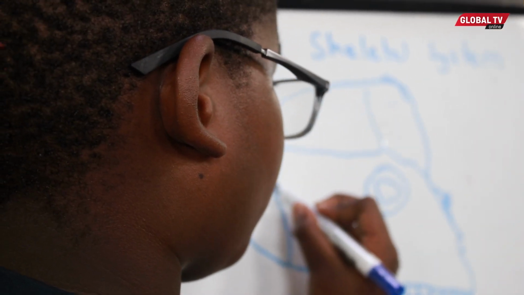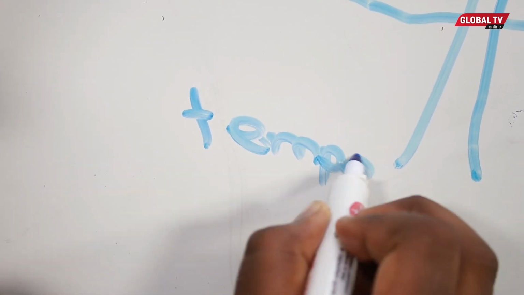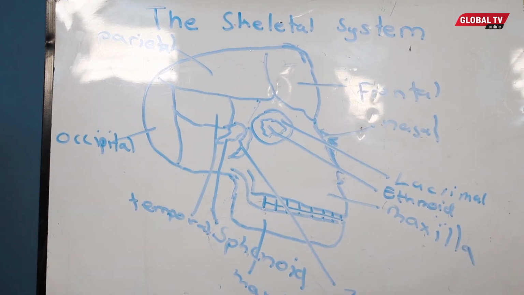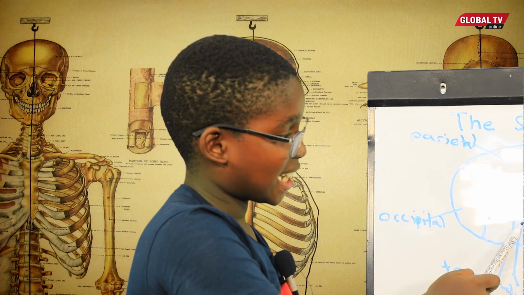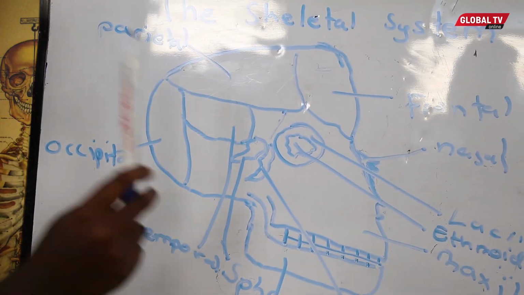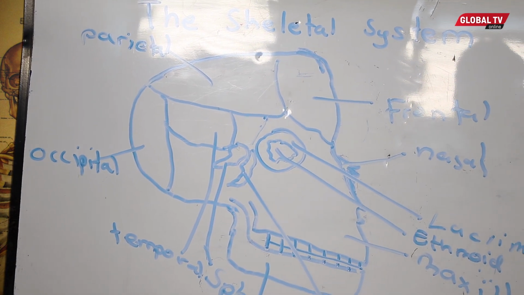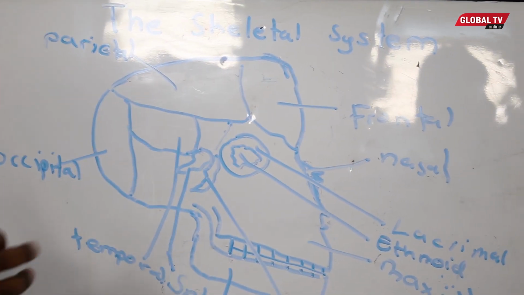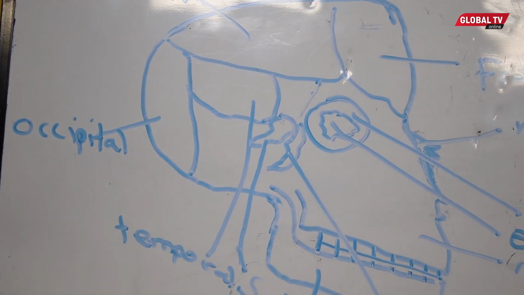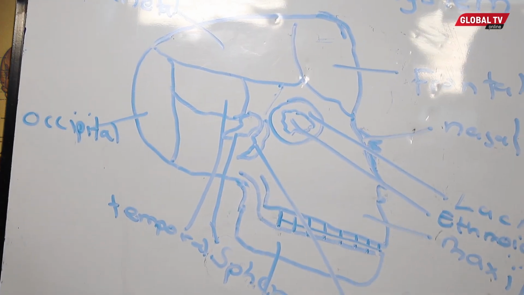Down here, in front of the ear, we have the temporal. Then between the temporal and the frontal there is a part called the zygomatic. There is a bone called the sphenoid. The sphenoid is located very near to the ear, in front of the temporal and behind the zygomatic.